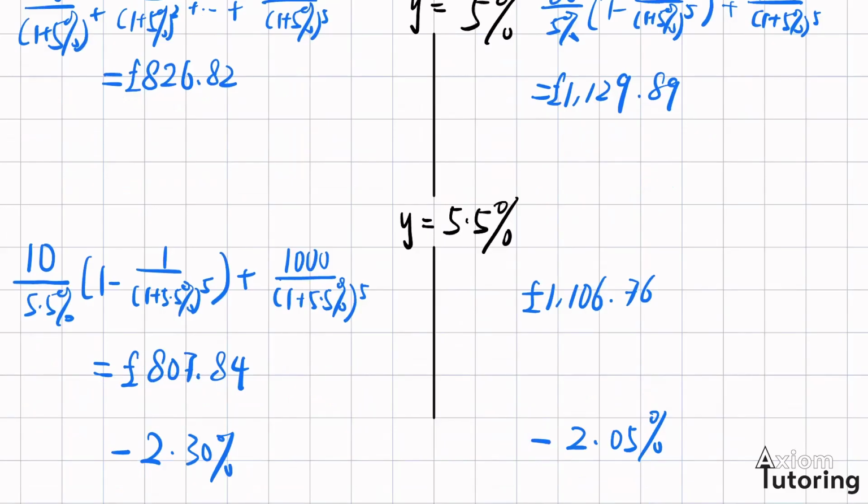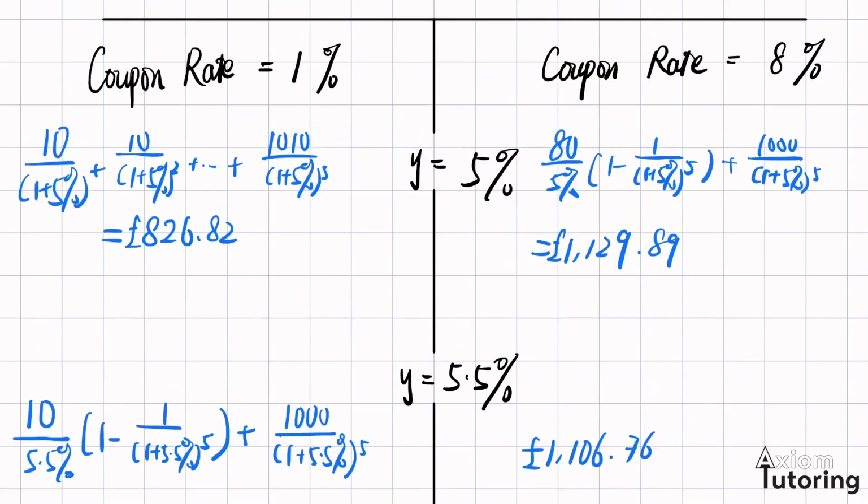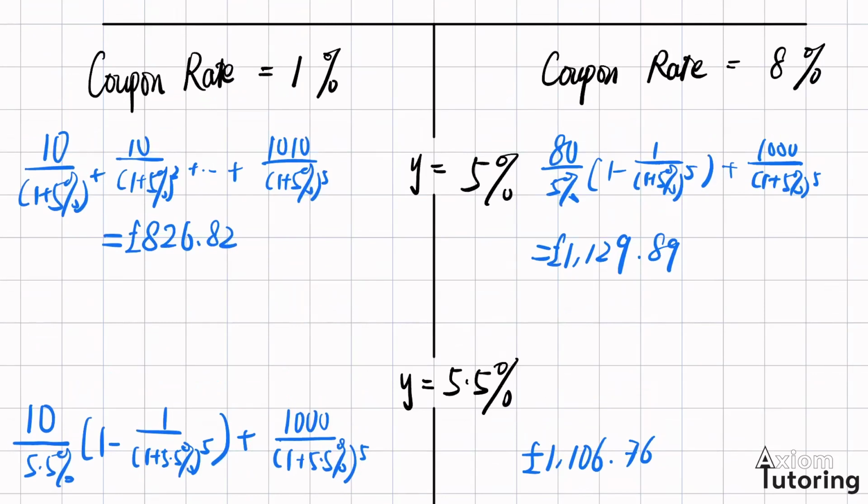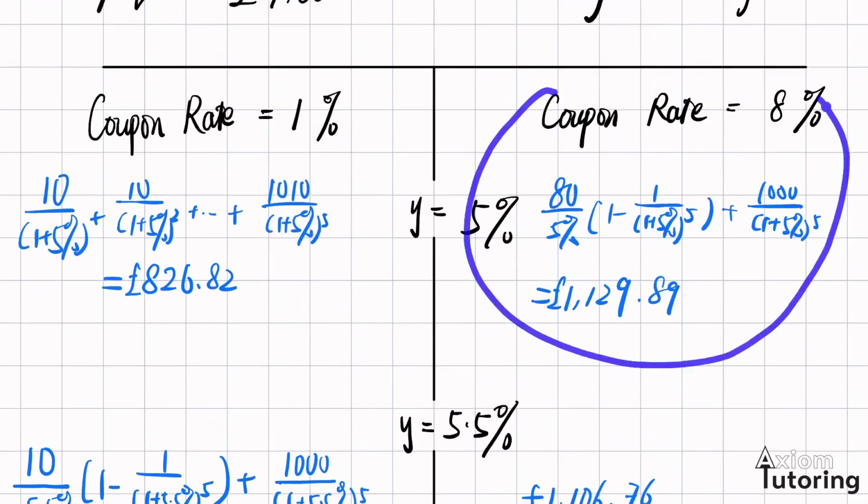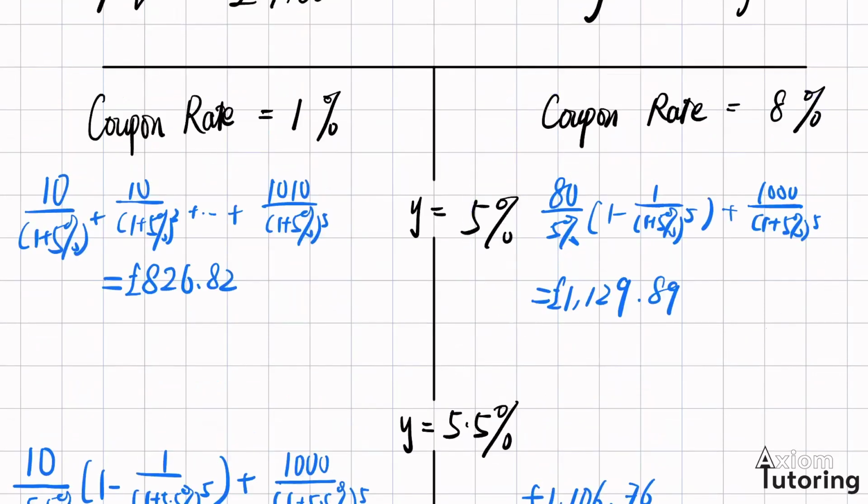Okay, so it's less sensitive to the change in the yield if we have a higher coupon rate. So why is this? Intuitively, you can think of this bond here as providing you more value in the first few years, or in the early stages, while compared to this one, most of the value comes from the face value, which is at the end, or at the maturity of that bond.